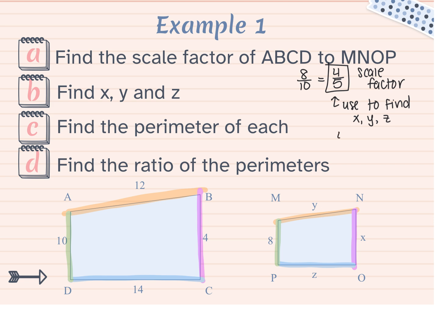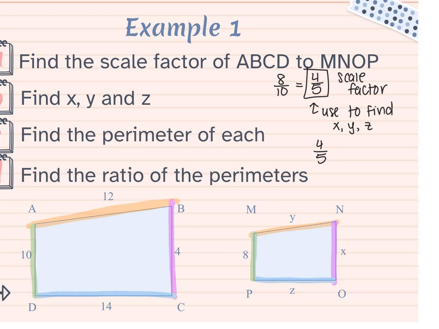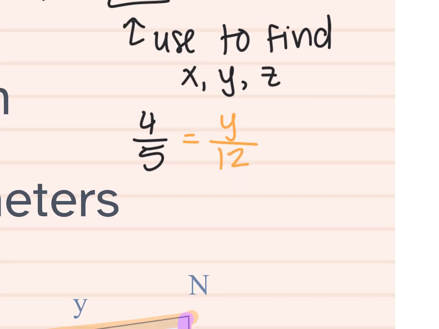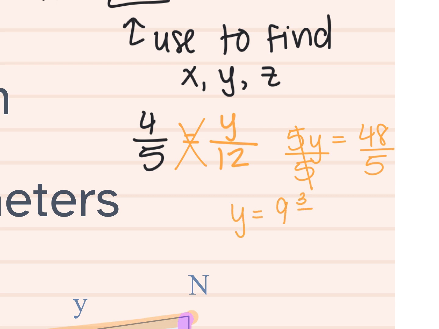I'm going to take my 4/5, and I'm going to go ahead and solve for my y first. So looking at it, again, I'm doing my right diagram, which is y over 12. Next, I'm going to cross multiply to solve for y. So cross multiplying, you're going to get 5y equals, multiplying them together, 48. And then dividing by 5. So after you divide by 5, you're going to get y, which is 9 and 3/5.